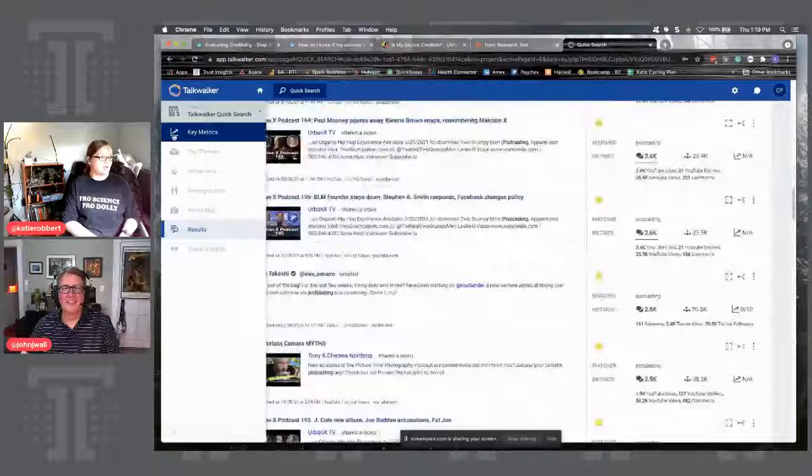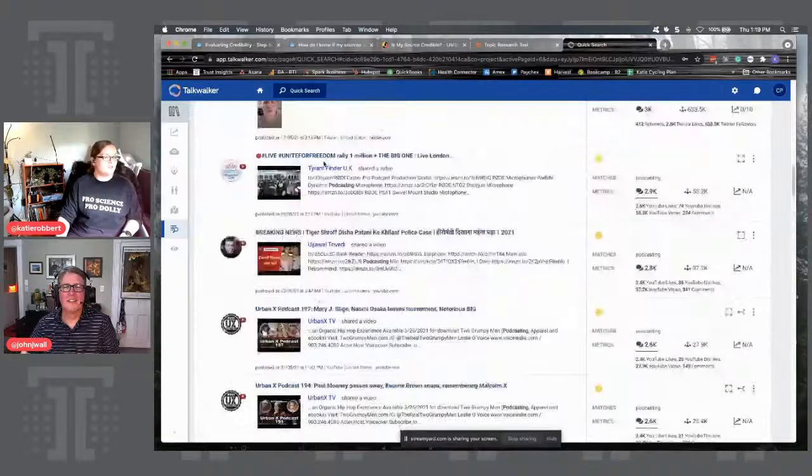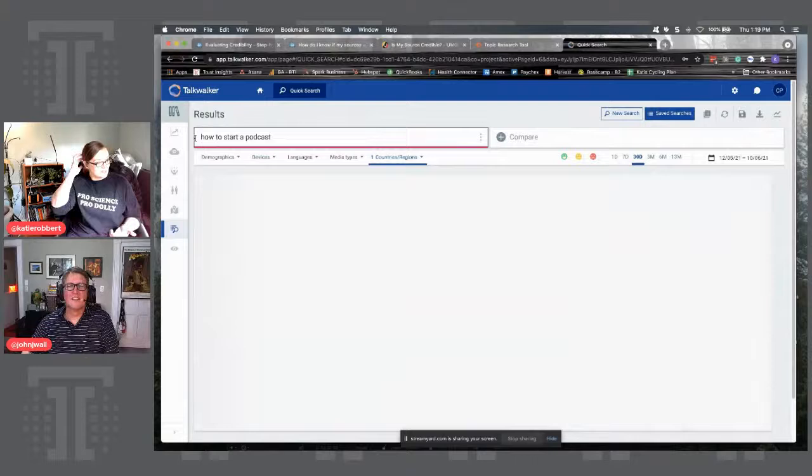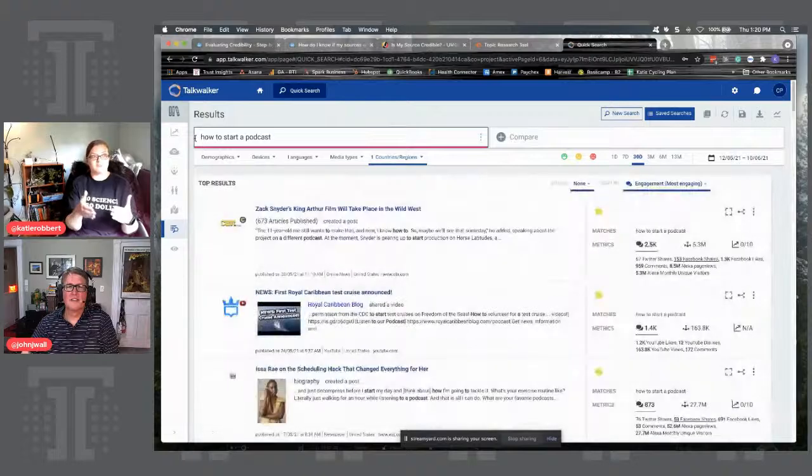How to start... I always do this. I always type in the wrong line when I'm in this. So how to start a podcast. And I'm guessing that I'm going to get very different results other than the general. And so this is also sort of a good pro tip in terms of doing your research: start to be as specific as possible in terms of what you're looking for. Because if you start with that broad search, you're going to get a bit of everything.